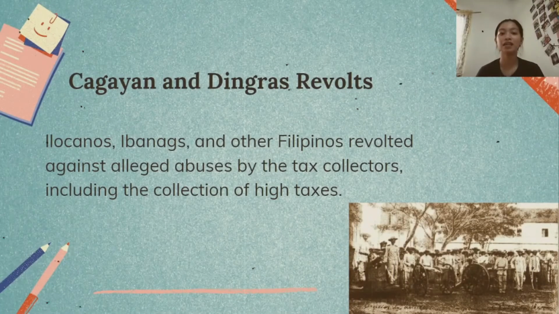In the Cagayan and Dingras revolt, Ilocanos, Ibanags, and other Filipinos revolted against alleged abuses by tax collectors, including the collection of high taxes. In this revolt, Filipino natives killed the 6 tax collectors who arrived from Vigan because of the injustice about the taxes they paid.